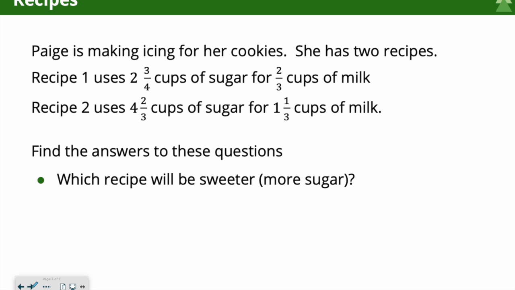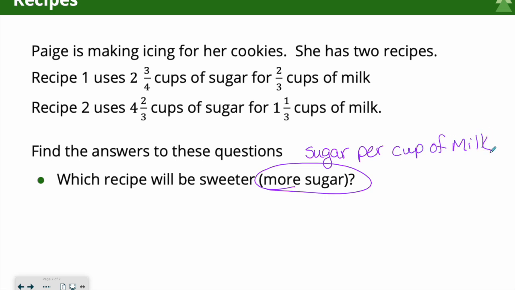And we did this in Unit 2 as well. We compared orange juice. Paige is making icing for her cookies. She has 2 recipes. Recipe 1 uses 2 3/4 cups of sugar for 2/3 cup of milk. Recipe 2 uses 4 2/3 cups of sugar for 1 1/3 cup of milk. Which recipe will be sweeter, meaning more sugar? So let's find the sugar per cup of milk. Let's keep the milk the same.